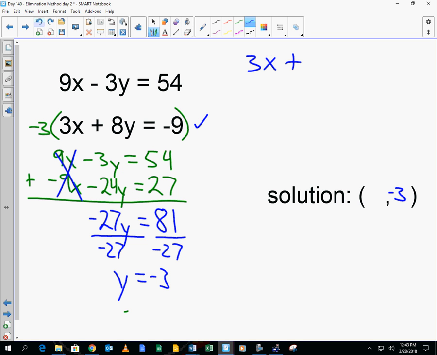plus, what is 8 times negative 3? Negative 24 equals negative 9. How do I solve that equation? What do I do to both sides? I add 24 because it's negative. 3x is equal to negative 9, positive 24. That makes 15. Divide by 3. X is 5.